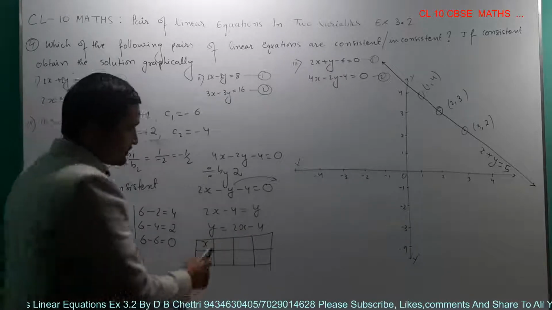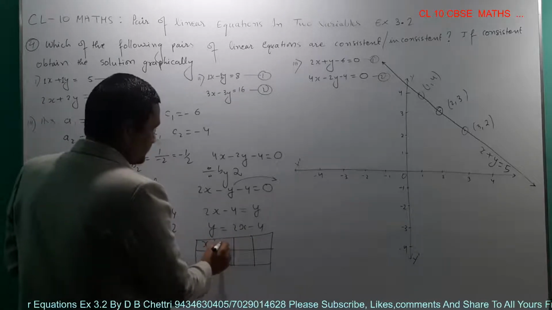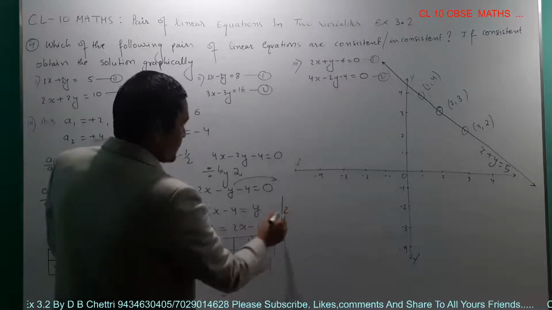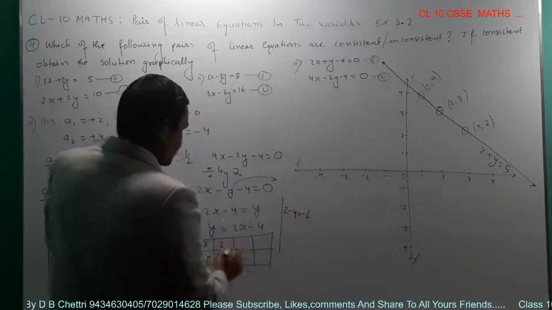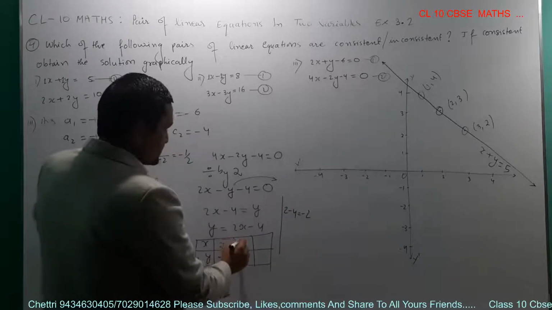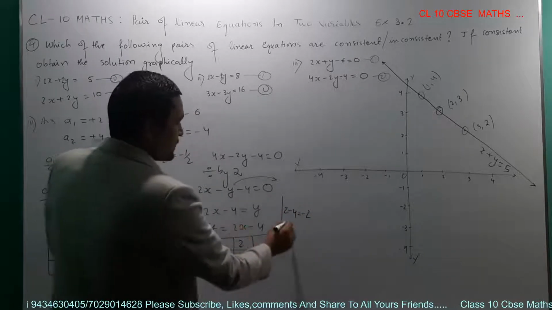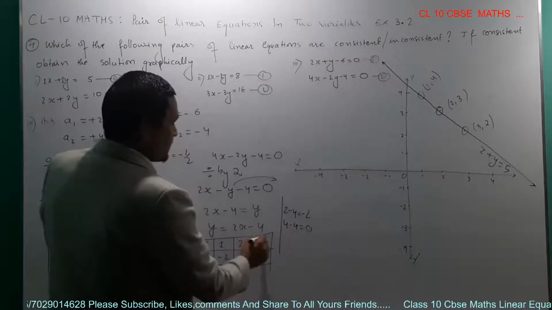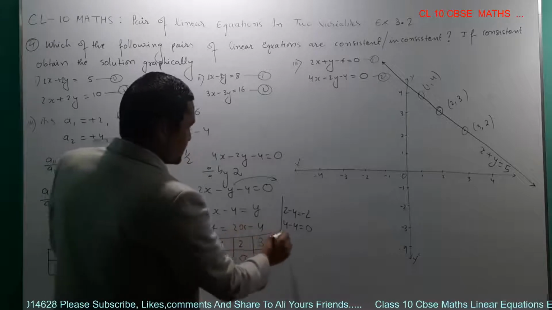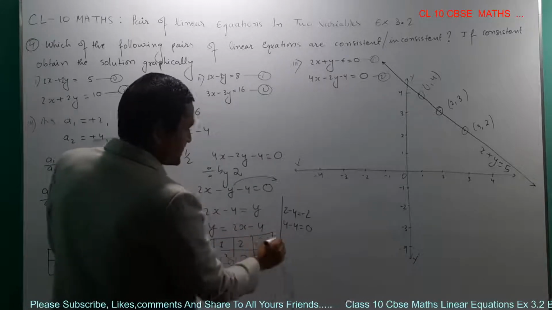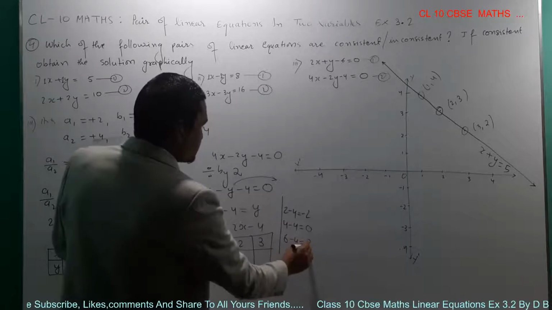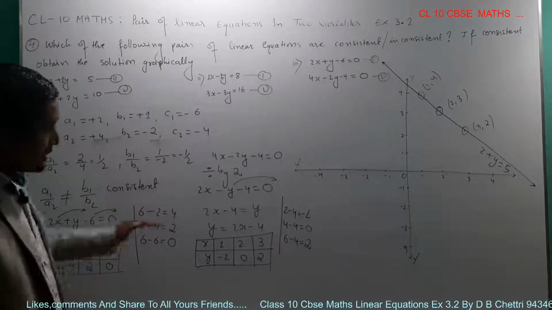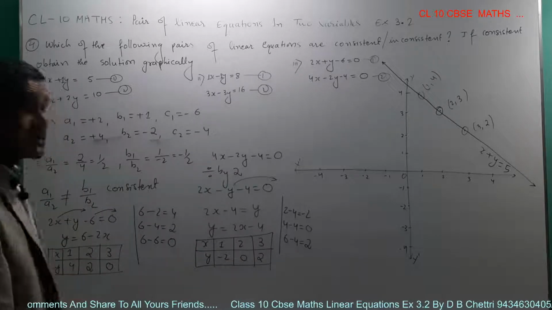Now let's use x is 1. 2 ones are 2, 2 minus 4, y is minus 2. Then x is 2, 2 twos are 4, 4 minus 4 equals 0, y is 0. Then x is 3, 2 threes are 6, 6 minus 4 equals 2. Now we have the points, and we are going to plot these points on the graph to get the solutions.